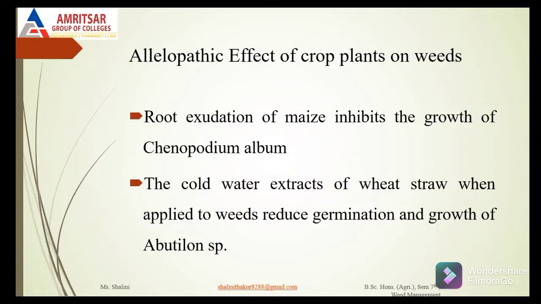Then allelopathic effects of crop plants on weeds: the root exudation of maize inhibits the growth of Chenopodium album. The roots of maize also excrete allelochemicals which inhibit the growth of Chenopodium album. Similarly, the cold water extract of wheat straw, when applied to weeds, reduces their germination.